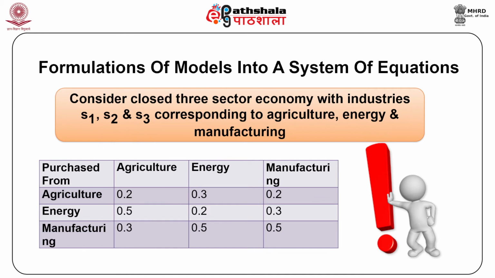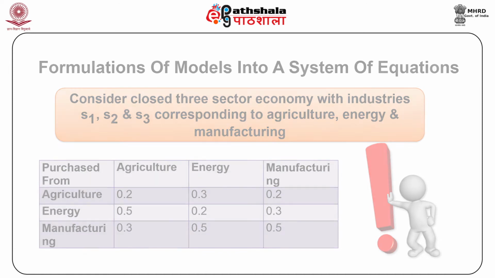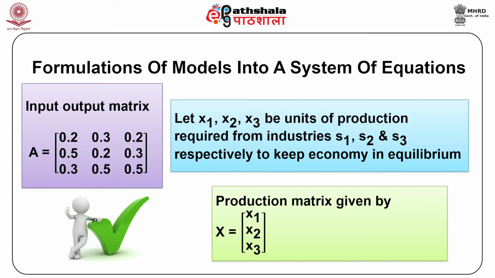Example 3. Consider a closed three-sector economy with the industries S1, S2 and S3 corresponding to agriculture, energy and manufacturing, where the input-output table is given, with the production units suitably taken. Then the input-output matrix is A = [0.2, 0.3, 0.2; 0.5, 0.2, 0.3; 0.3, 0.5, 0.5]. Let x1, x2, x3 be the units of production required from the industries S1, S2 and S3 respectively to keep the economy in equilibrium. Then the production matrix is given by X = [x1, x2, x3].